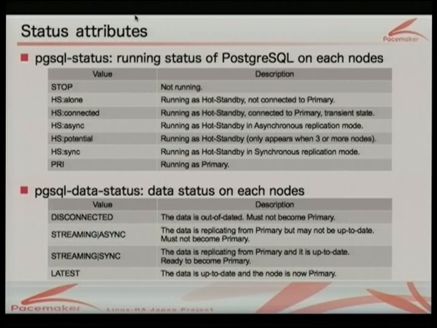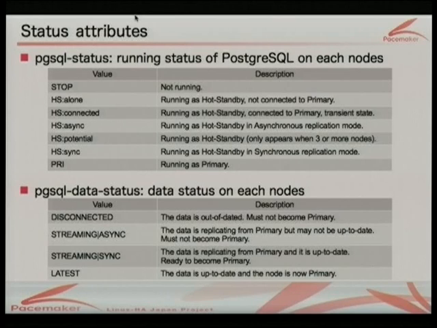That's the running status. And for the data status, latest is the correct status. It's running as a primary and the data is up to date. This is correct data. But the other node may be disconnected, which means that node was once stopped while the master node was already running. So the failed node's data is too old, so it's not usable. That node should not be a primary until you make it recover.